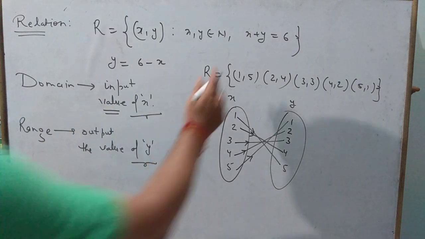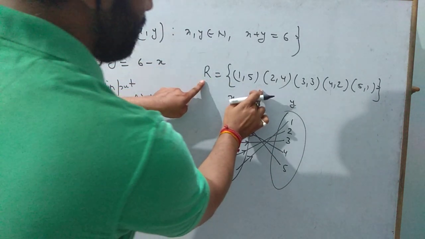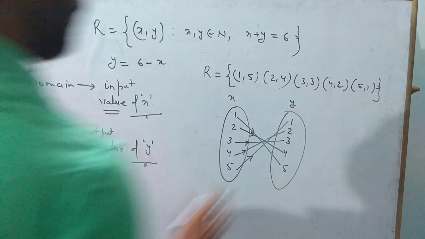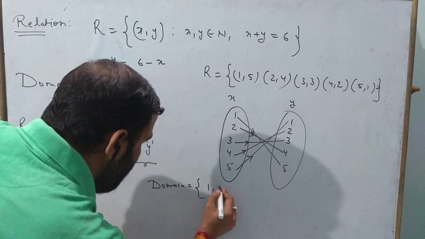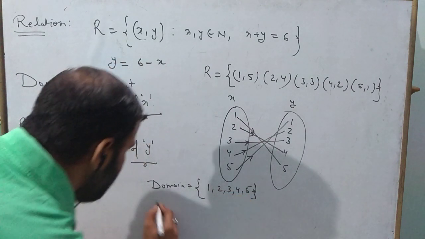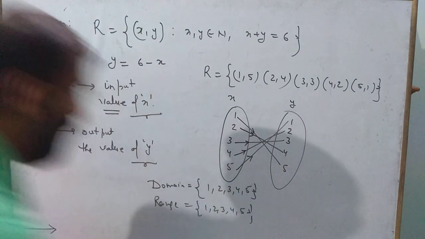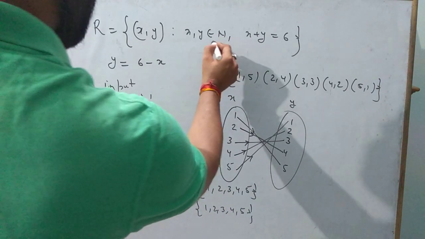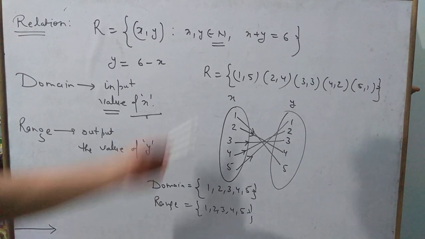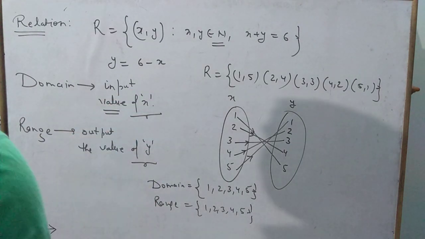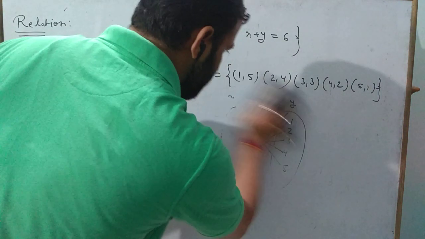In this case, the relation is given in set builder form. You have written this relation in ordered pair form and in arrow diagram form. After that, the question is saying find the domain. Domain is 1, 2, 3, 4 and 5. And what is the range? Range is again 1, 2, 3, 4 and 5. Domain and range are always subsets of the set given to the relation. So this is the meaning of domain and range. Let us take some more questions to understand domain and range.